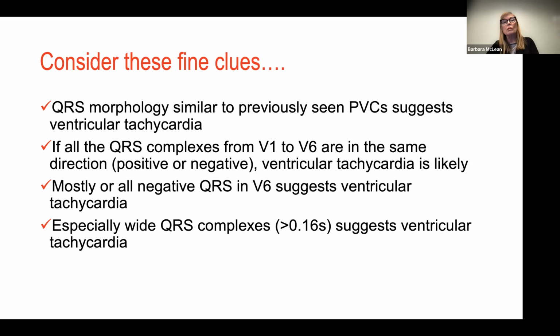But if you have concordance by Brugada's sign, concordance means all the complexes point in the same direction. VTAC is likely. Almost all negative QRS in V6, almost all the time, the primary downwards in V6 suggests VTAC, especially a wide QRS complex greater than 0.16. Well, how fabulous is that?